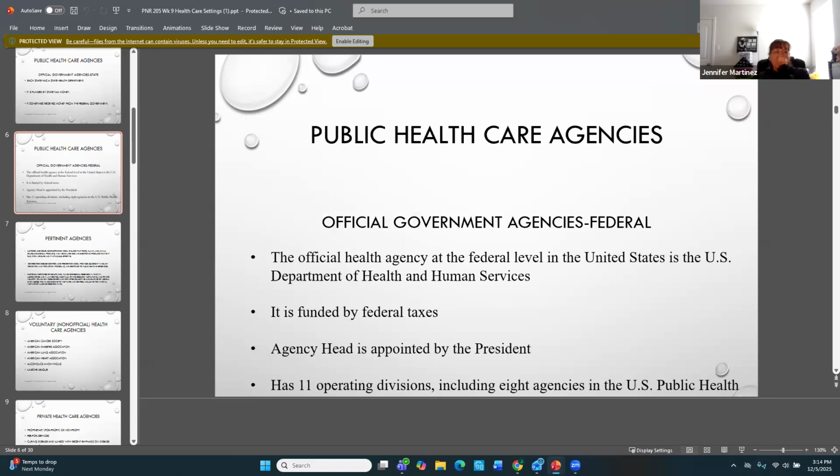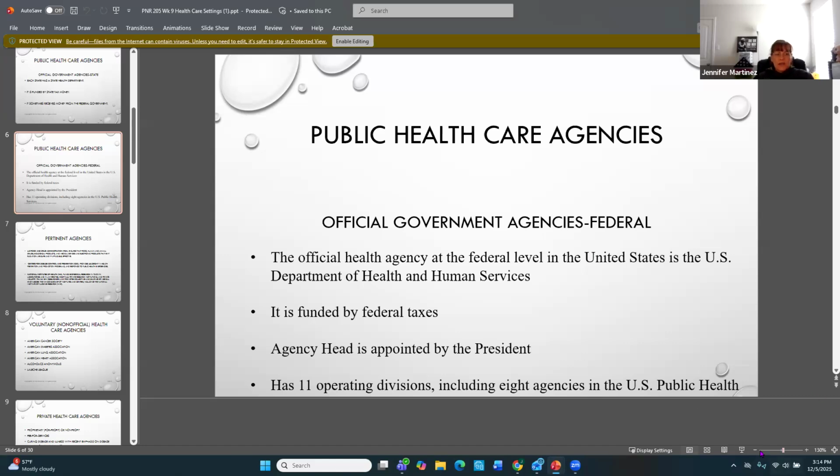Sorry. And then at the federal level, the official health agency is the U.S. Department of Health and Human Services. And so HHS has a lot of different responsibilities. The head of the agency is a person that is appointed by the President of the United States, and they will advise the president on any health matters.